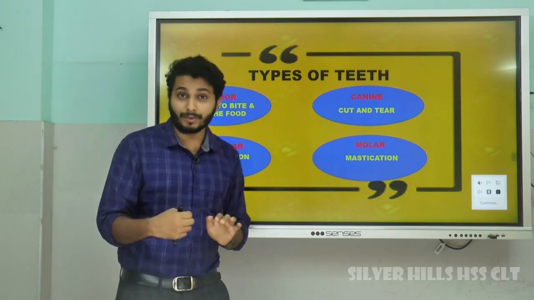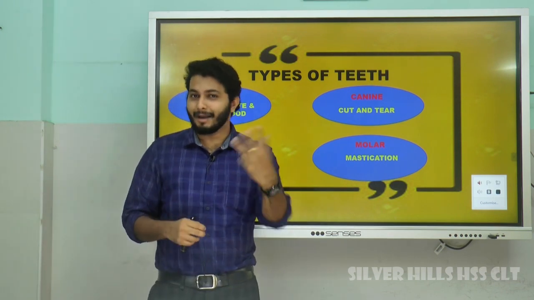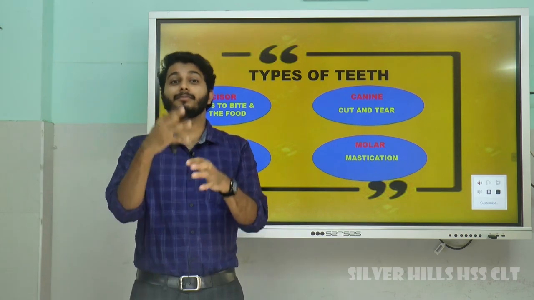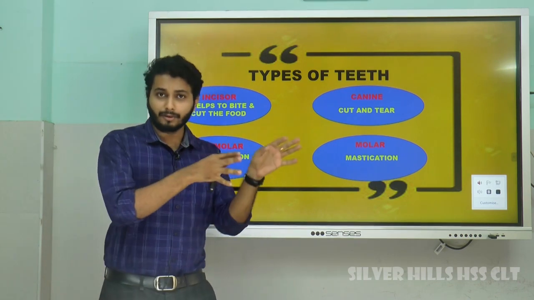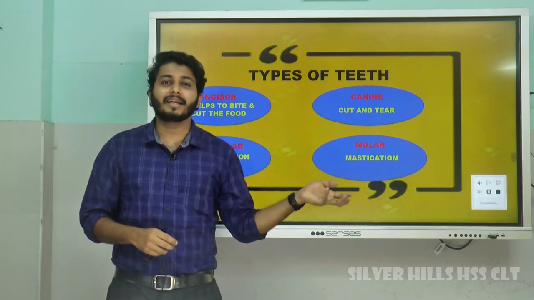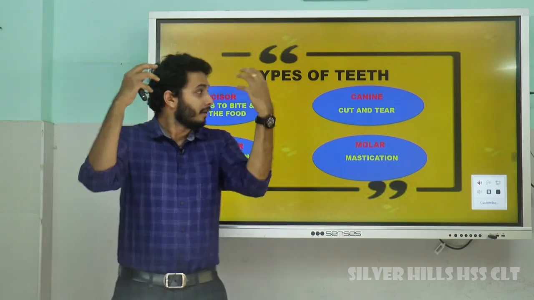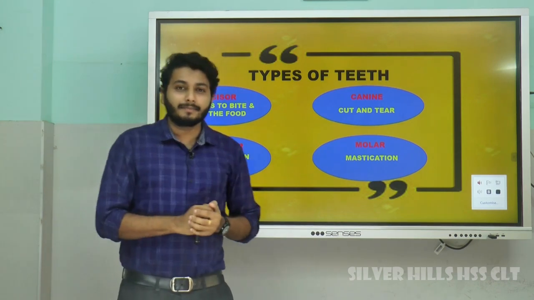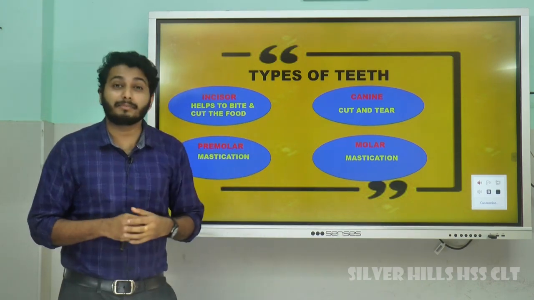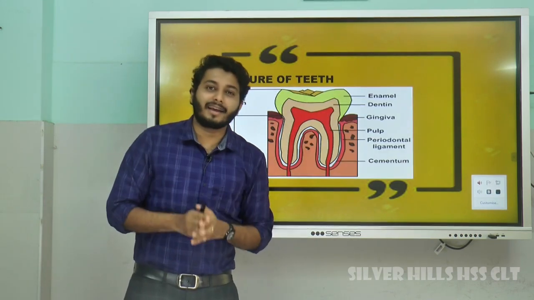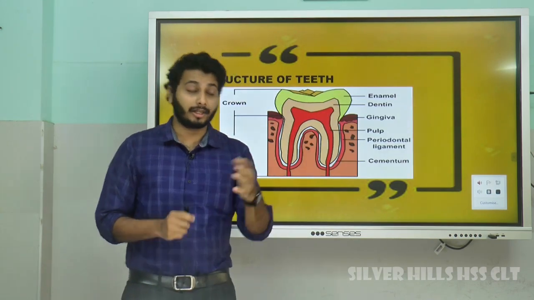Let me explain once more. Two types of teeth, milk teeth and permanent teeth. The first set of teeth is the milk teeth. Milk teeth is replaced by permanent teeth. Again, four categories are there: incisors, canine, premolars and molar. Incisors help to cut and canine helps to cut and tear. Premolar and molar help in mastication. Mastication means chewing. Let's analyze the structure of teeth in detail.